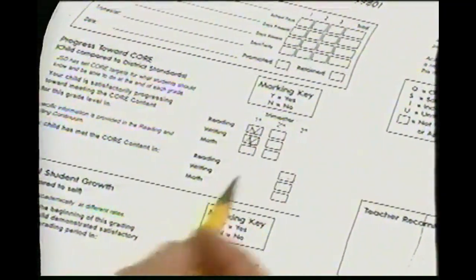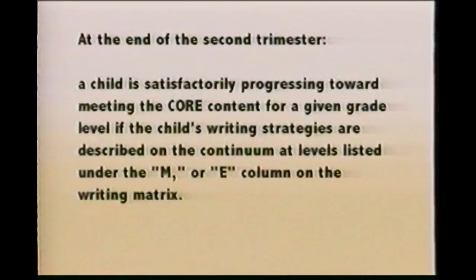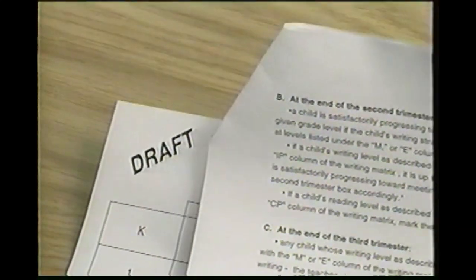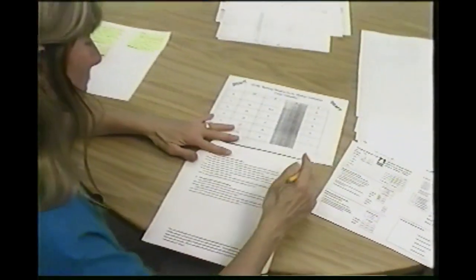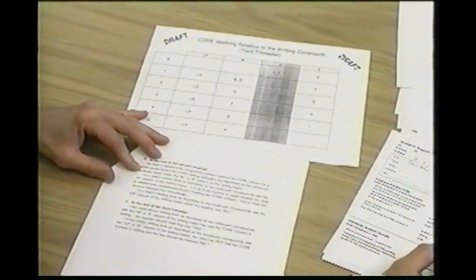Okay, let's think about if it were the second or the third trimester, and we were marking Kirsten's writing. At the end of the second trimester, just as in the reading, a child is satisfactorily progressing toward meeting the core content for a given grade level if the child's writing strategies are described on the continuum at levels listed under the M or E column on the writing matrix. So having a look at that, M or E for whatever grade level you're in, then you can mark your box as a yes at the end of second trimester.